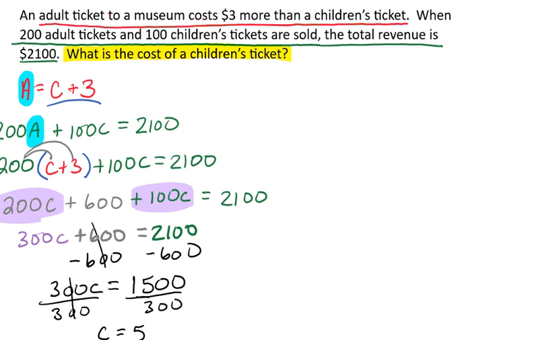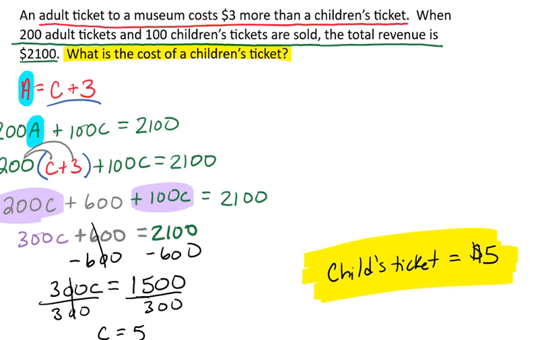Now remember that C is the cost of our children's ticket. And so that is the answer to our question. What is the cost of a children's ticket? So a children's ticket is $5. Now using that, we could figure out what the cost of an adult ticket was, because an adult ticket is just $3 more. And $3 more than $5 is $8. But we don't need to write that down, and we didn't need to figure that out because it was simply asking us for the cost of a children's ticket.